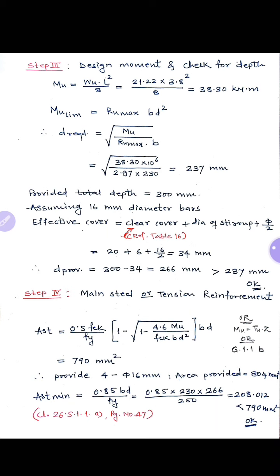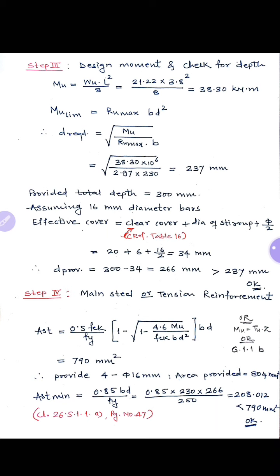I hope now as you have finished with the design of slab, you remember this equation of Ast. Ast is equal to 0.5 fck by fy into 1 minus under root of 1 minus 4.6 Mu by fck b d square, into b into d. Using this, here the value of Mu we have to write in terms of Newton mm. The value which we have calculated as 38.30 kilonewton meter, so in Newton mm it is 38.30 into 10 raised to 6 Newton mm. Putting that value, we will be getting Ast as 790 mm square.